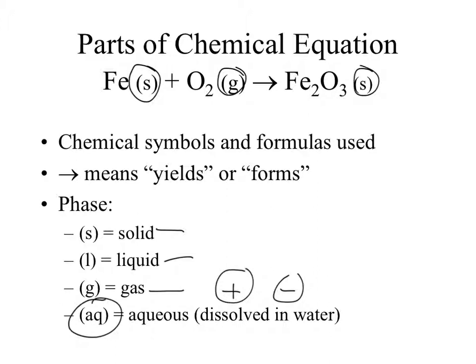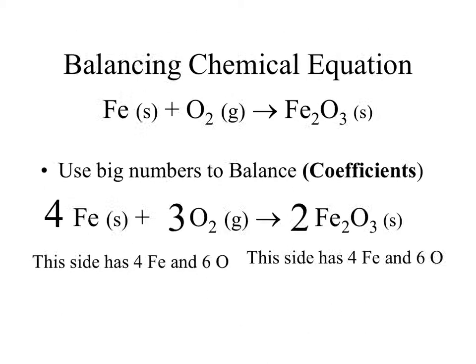Don't forget, too, these little subscripts, these numbers, as we've defined earlier, tell you how many of each element. 3 oxygen, 2 iron, 2 oxygen, no subscript here, so just 1 iron. We don't ever put the 1 subscript in there. Now, to balance a chemical equation, you're going to use these big numbers we call coefficients.